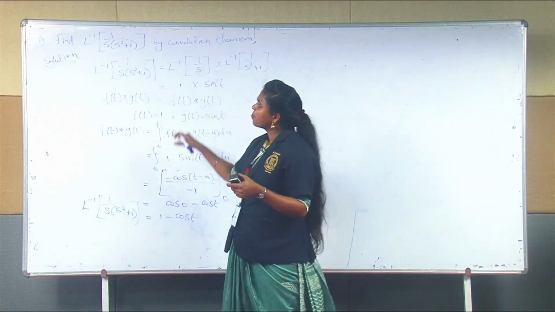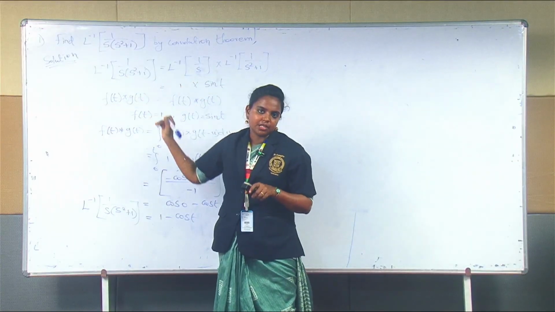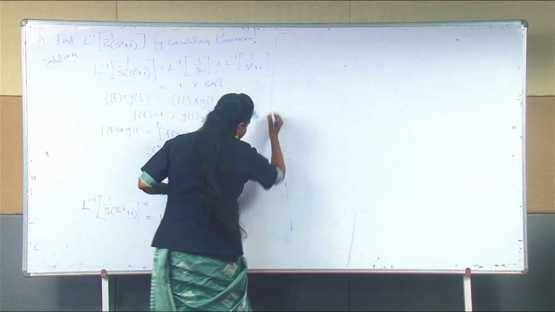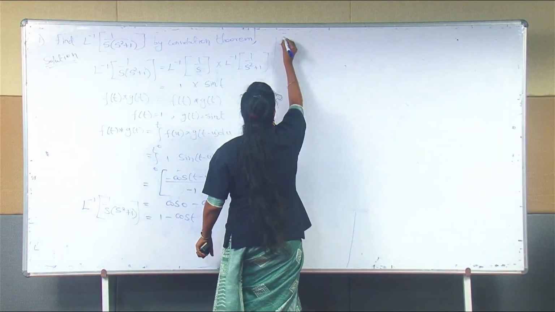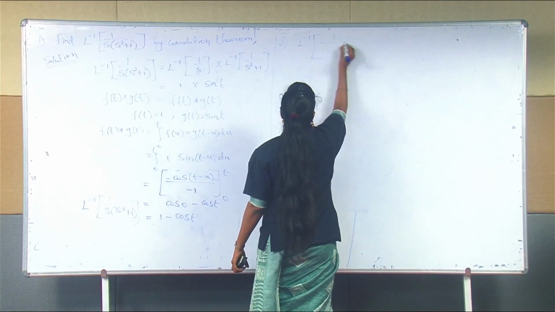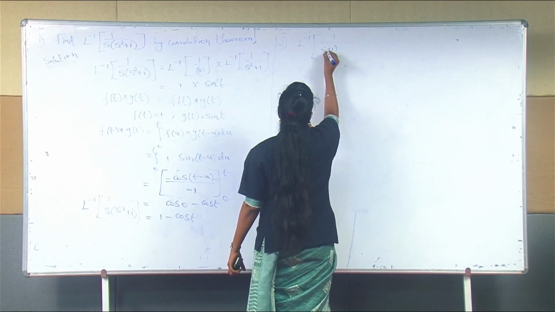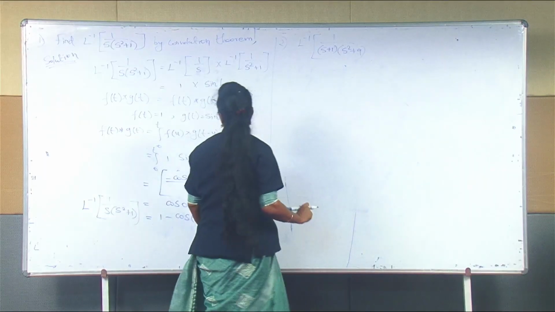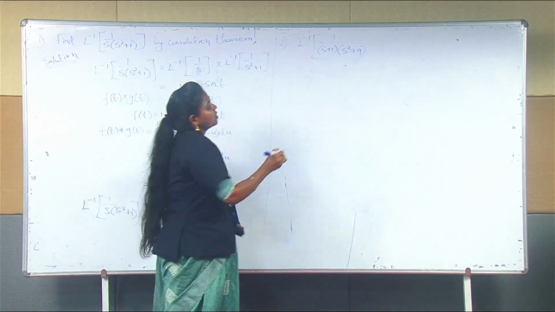Here we have simple functions. If we extend to some other questions, like the Laplace inverse of 1 divided by s plus 1 into s square plus 9 terms, what is the idea?